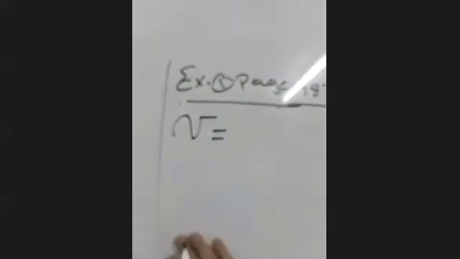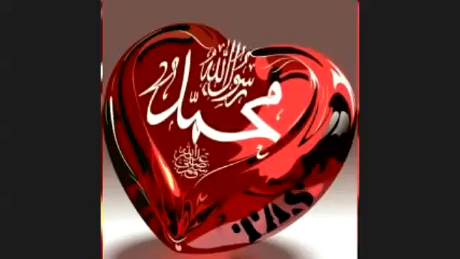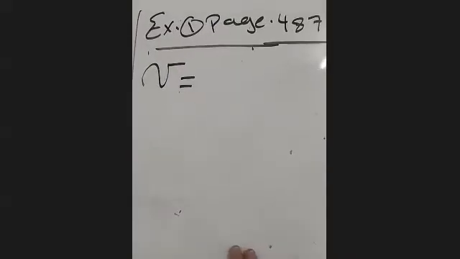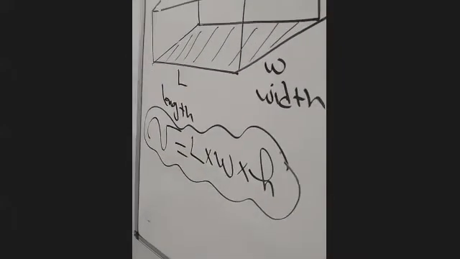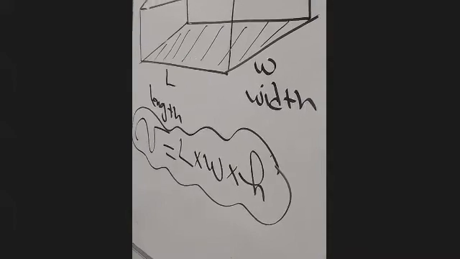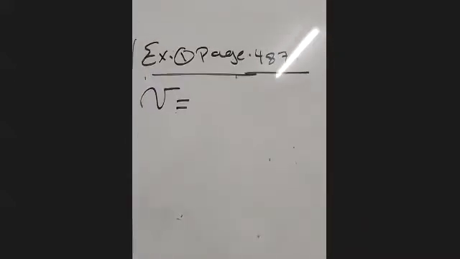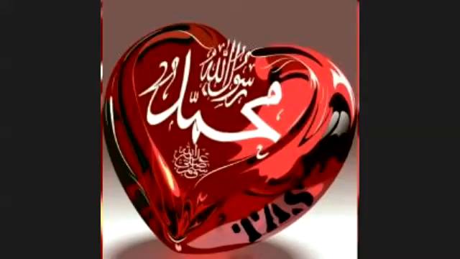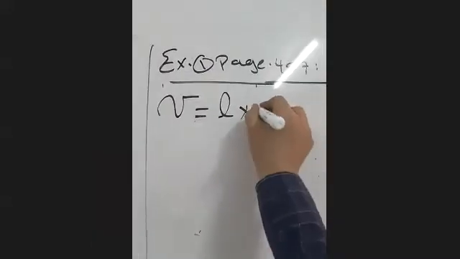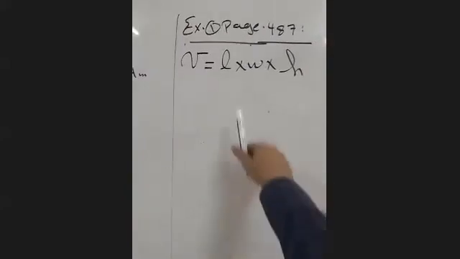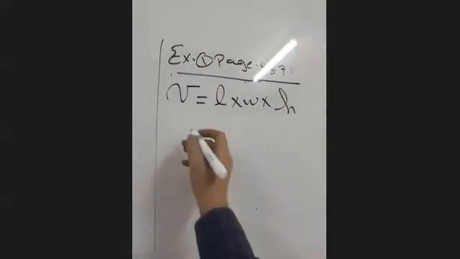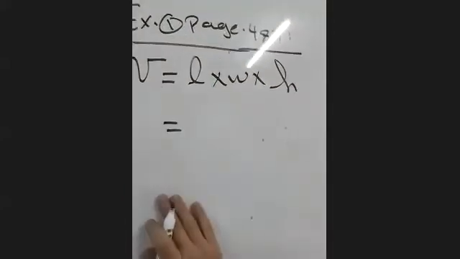What's the formula? This is the formula. Length by width by height. Length multiply width multiply height. This is my L, by the way. So the volume is equal to length times width times height. What's the length? 6.